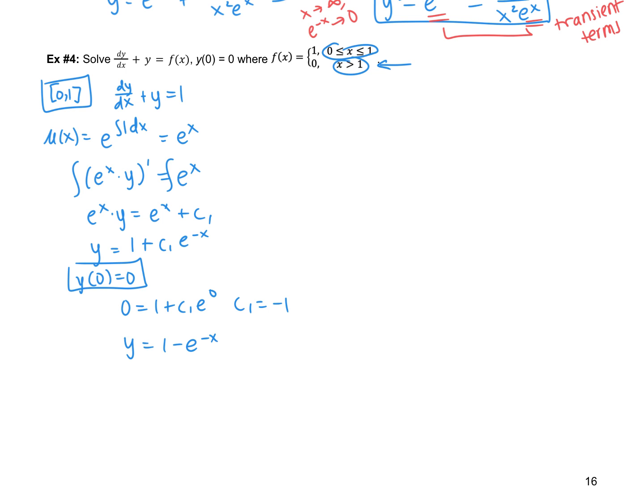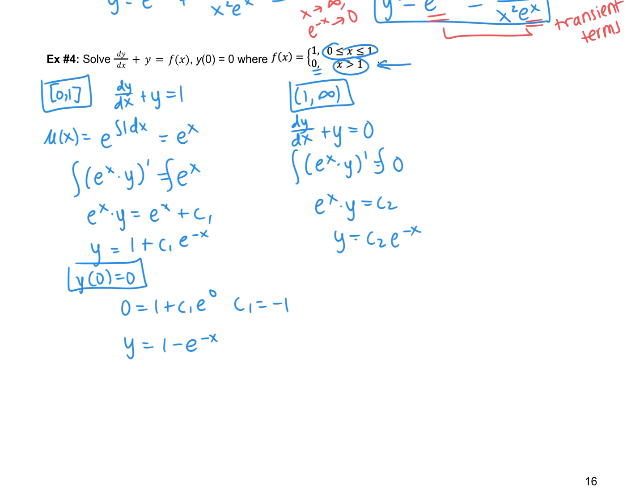Now, remember, of course, we still have to solve on the other interval, on the interval 1 to infinity. If we do that, we end up with an f of x of 0. So that gives us dy dx add y is equal to 0. Same integrating factor, so we still have e to the x times y. Then when we integrate, we get e to the x times y is equal to c2. So our y then is c2 e to the negative x.